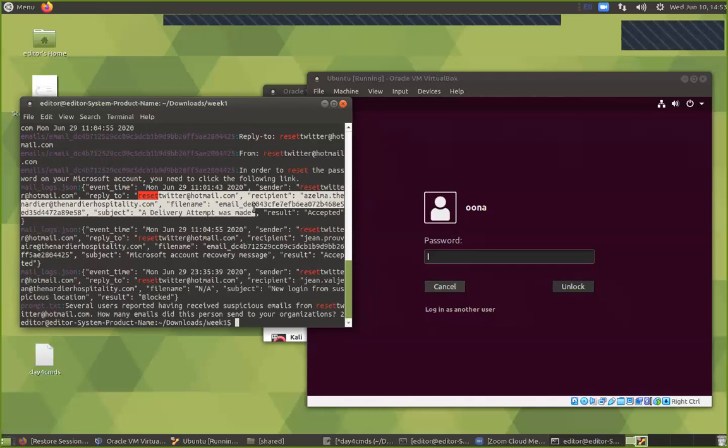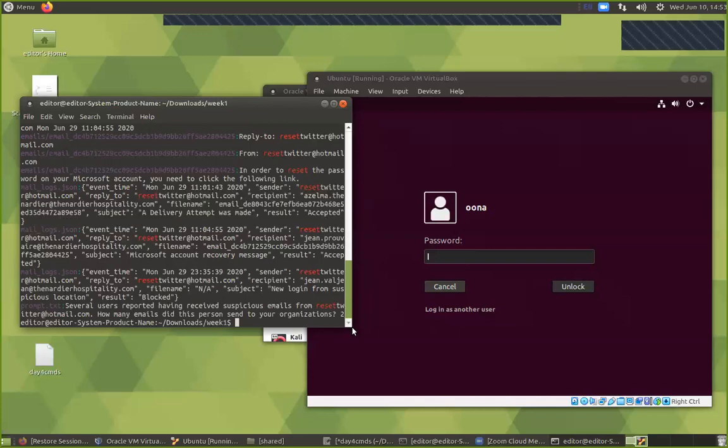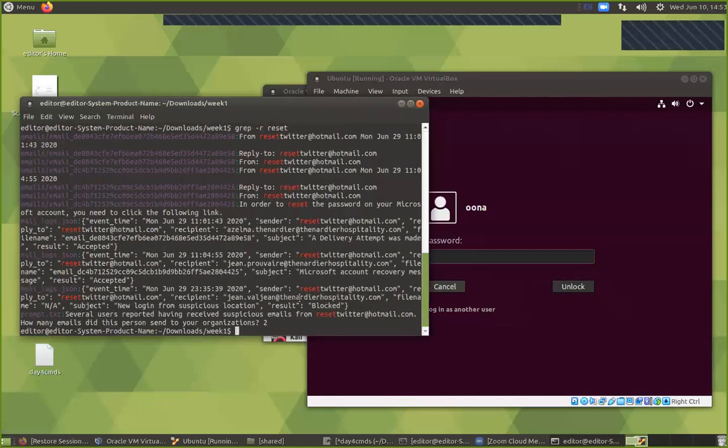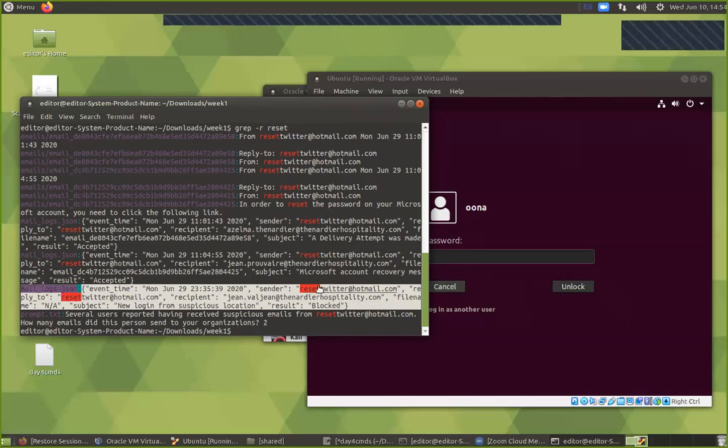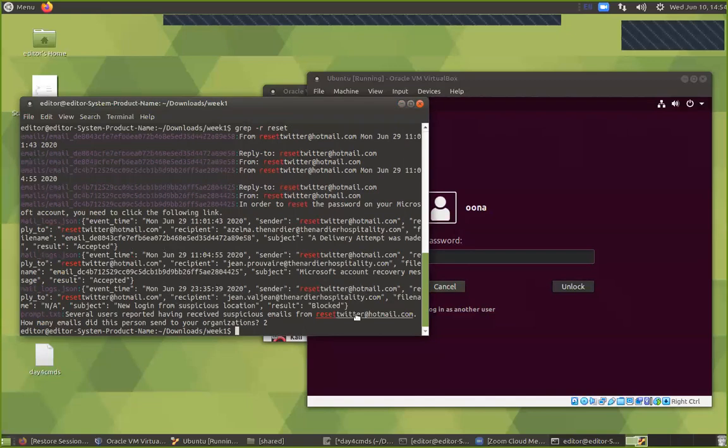The first time I did this, I thought it was kind of gibberish. But feel free to ask questions. Next time you see it says result accepted. I have a few accepted, and then I have this one that's been blocked, also from reset Twitter. That means that this didn't make it to the emails. I'll teach you guys how to pipe, so how to narrow down your search, but we're not going to focus on that today.